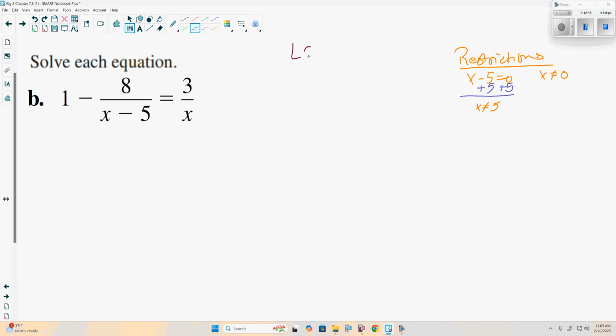Least common denominator. One doesn't have a denominator other than 1, and our other two are x and x minus 5, which is really just telling us our least common denominator. What we're going to multiply through is x and x minus 5. So we're going to multiply everything by x times x minus 5.